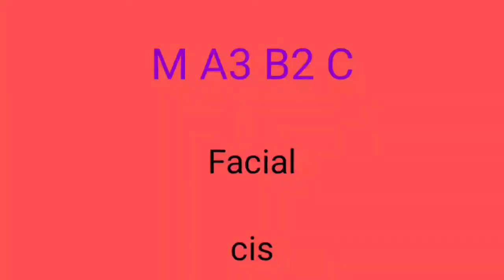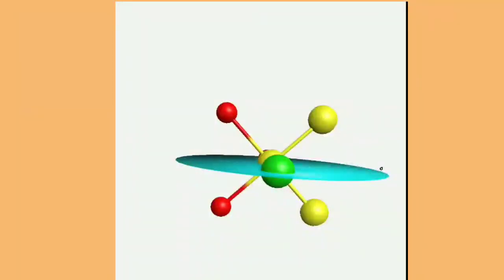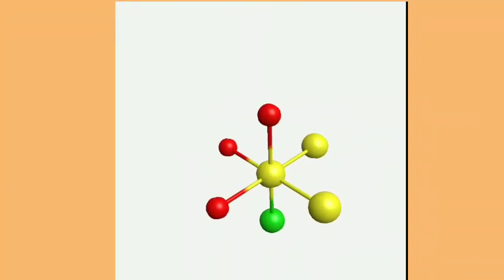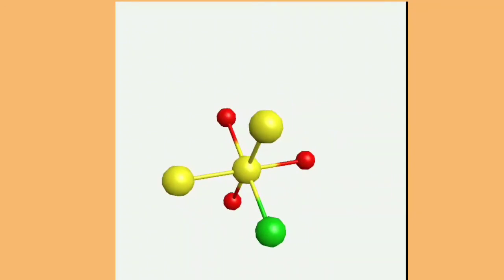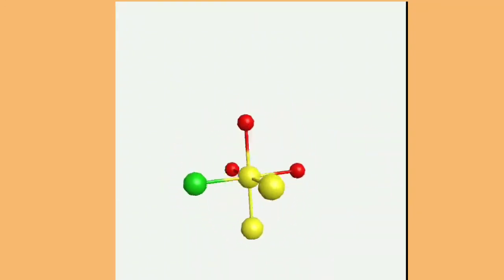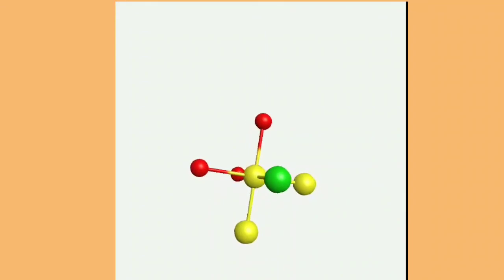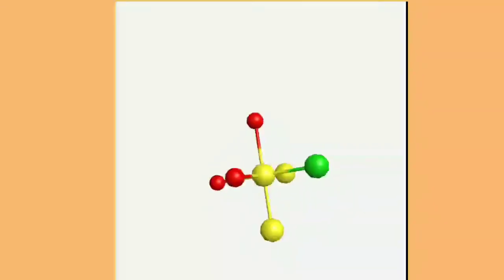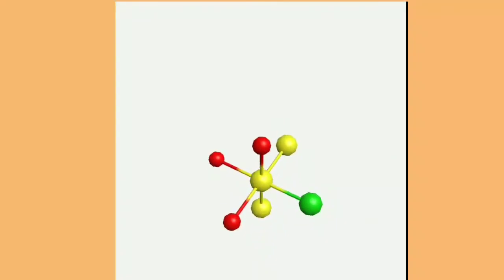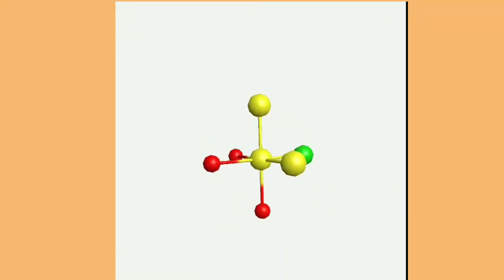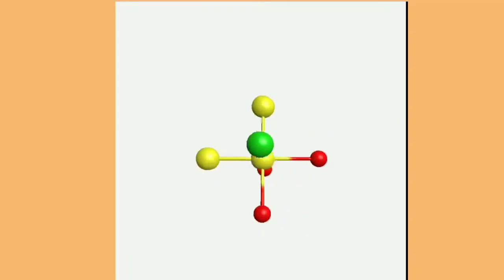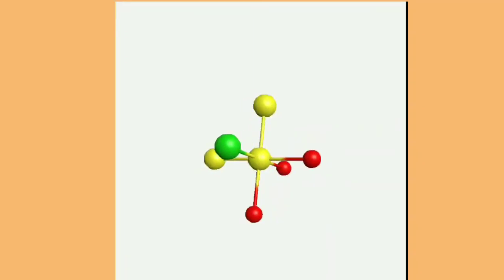Now we will check Ma3B2C facial isomer. Facial and cis, we will check both. Ma3B2C. There are B2, one is C. It has plane of symmetry. Yes, it is Ma3B2C. So it can represent only geometrical isomerism, not optical isomerism. Any type of symmetry or symmetry element, if it is there, molecule will be essentially optical inactive.